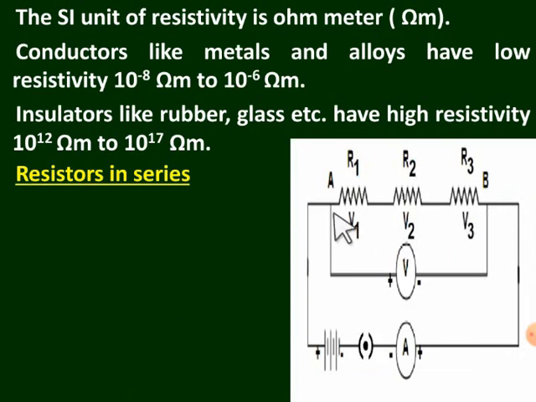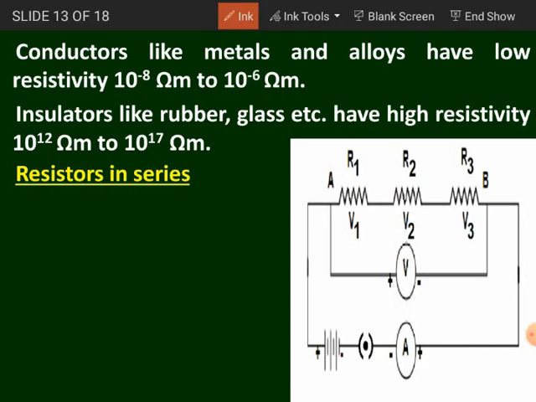Got it? And if this is connected to the source of EMF like this, with the ammeter and voltmeter, then what happens? We call such a connection of resistors a series connection. You will see R1, R2, R3, and the potential difference is measured across the two terminals A and B.